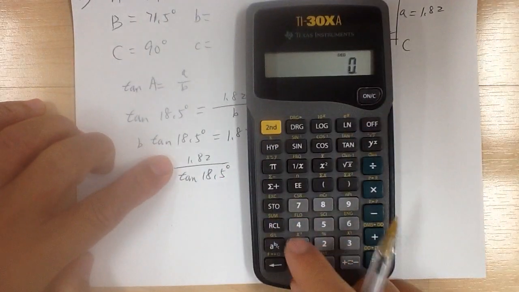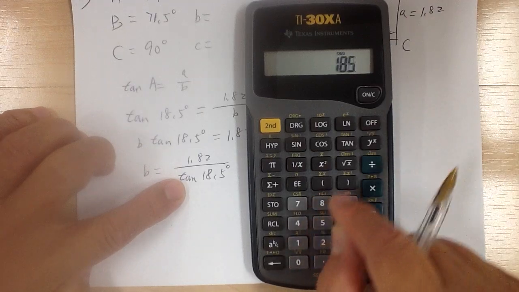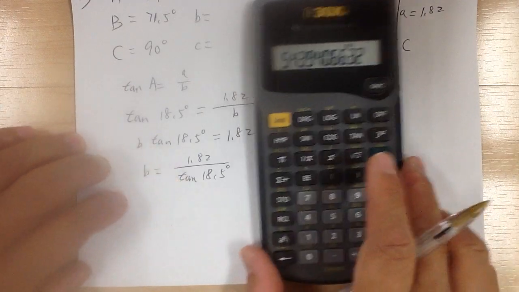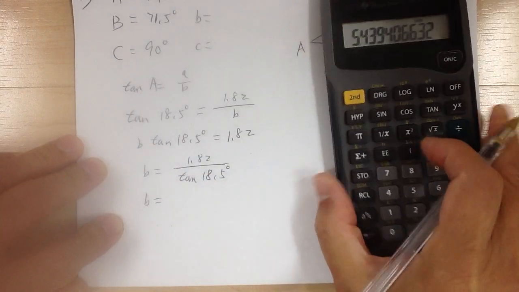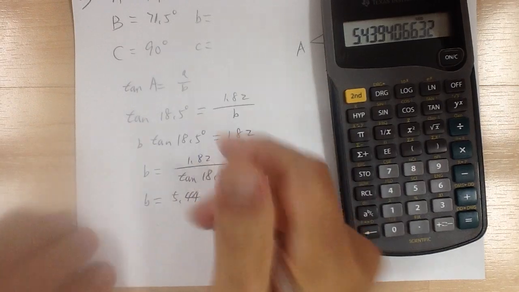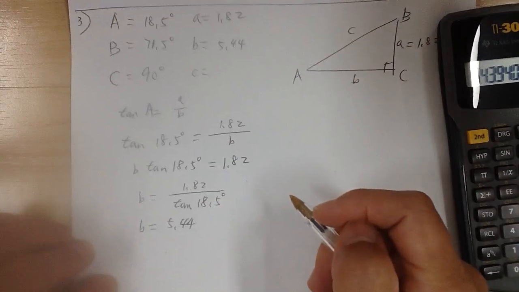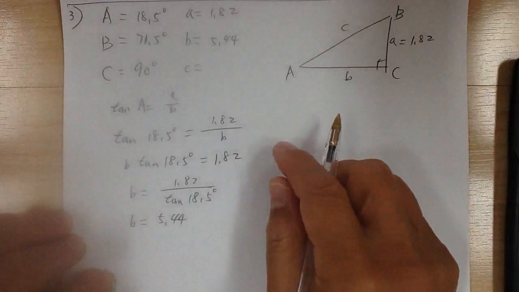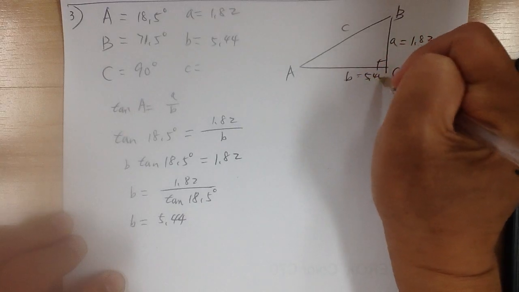Okay, so you got 1.82 divided by tangent of 18.5 degrees, equal, so b equals 5.44. Okay, so let's put over here 5.44. Okay, now we can do the c. So this is equal to 5.44.